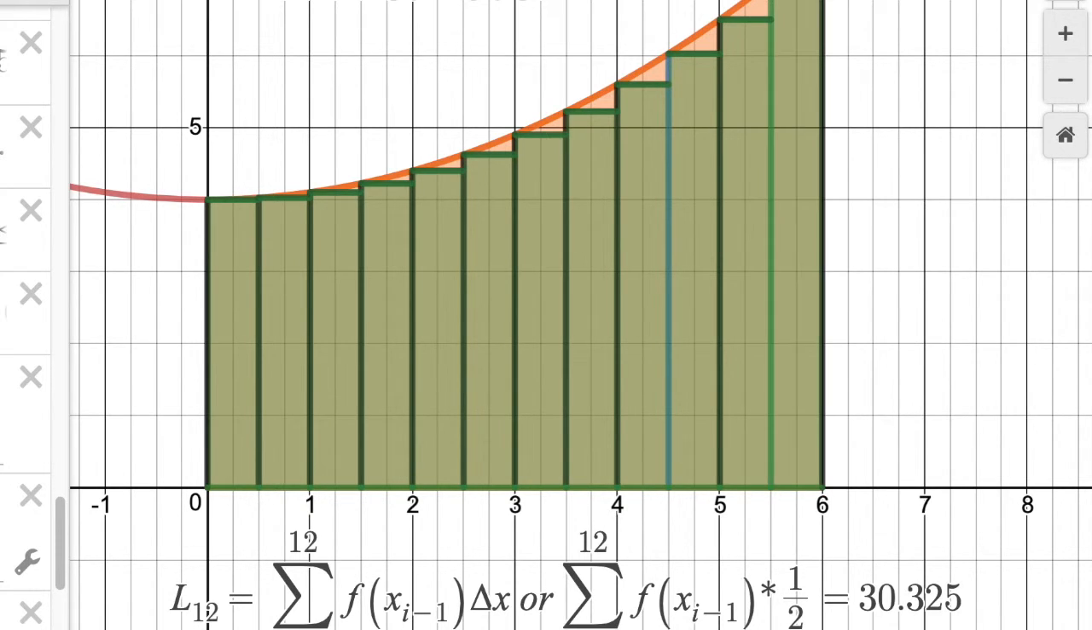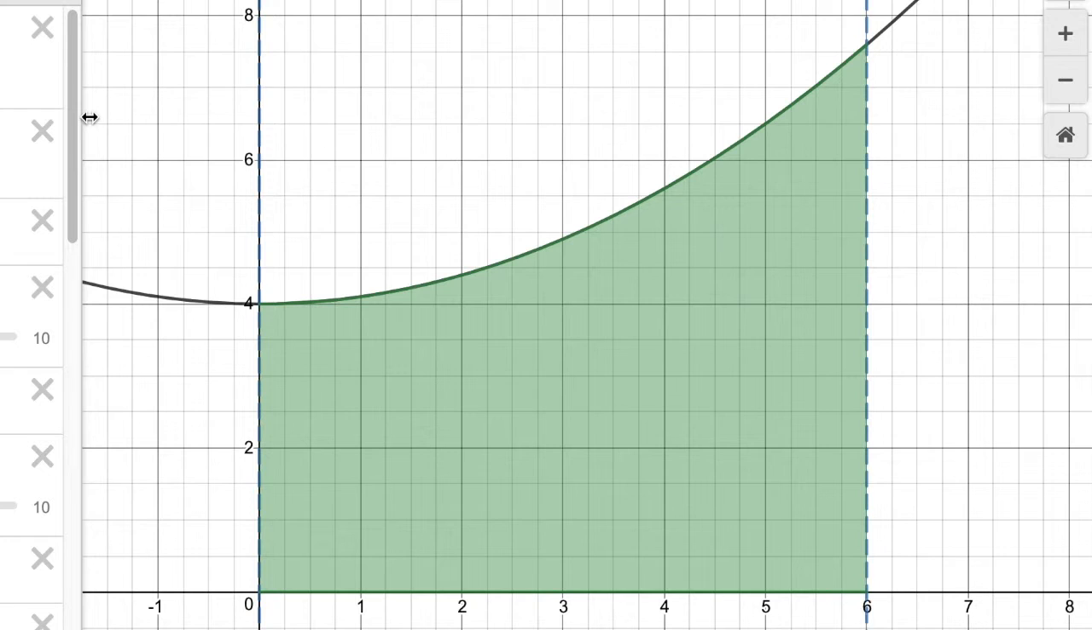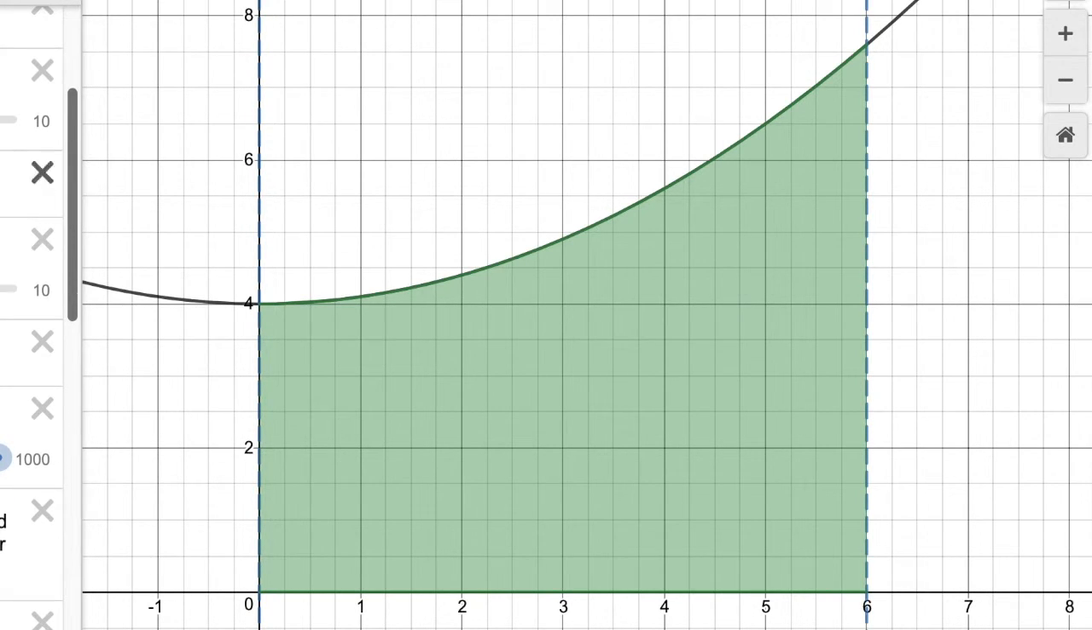Okay, so there it is. Essentially what I did was take a half times each one of these: f of 0, f of a half, f of 1, f of 1.5, and so forth and so on. And so this gets even better. You can see there's a lot less area in here. And if we look at this, let's see.